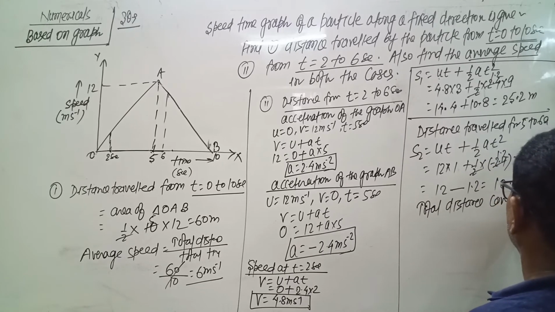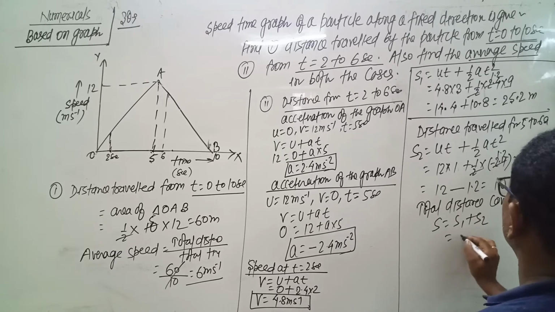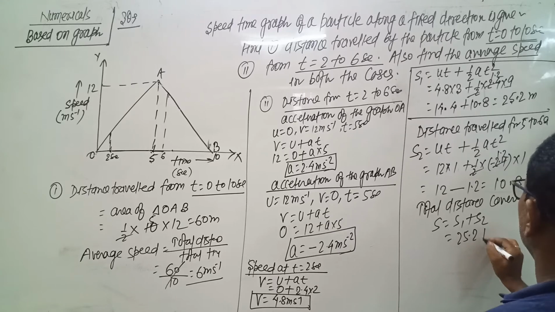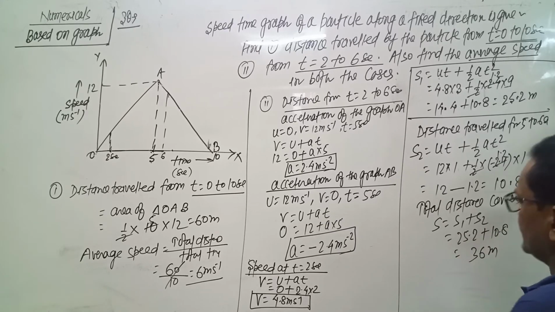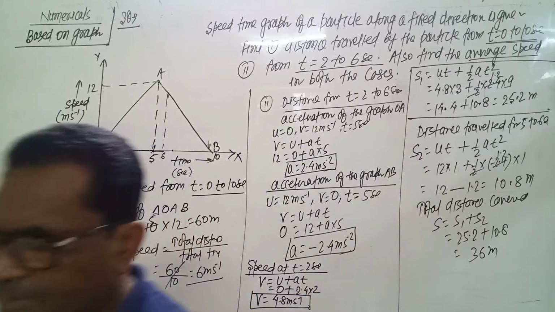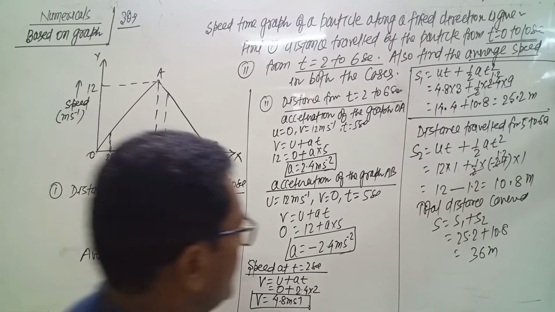Total distance covered S equals to S1 plus S2, 25.2 plus 10.8, which is 36 meters. So the total distance travelled from t equals to 2 seconds to 6 seconds is 36 meters.